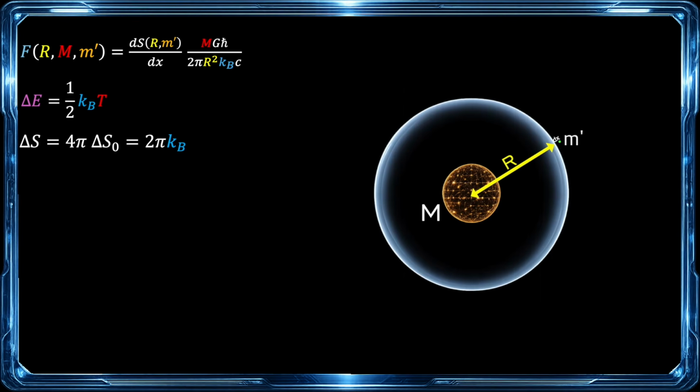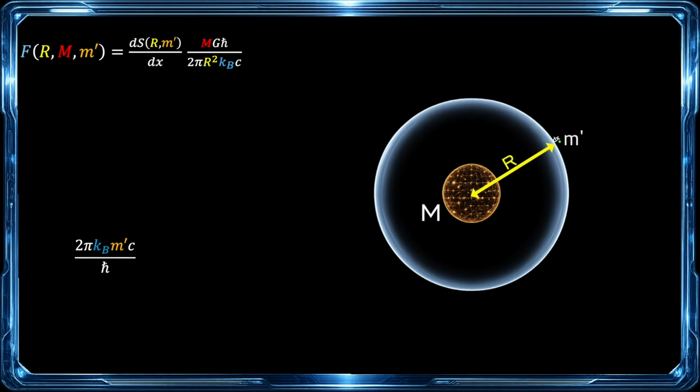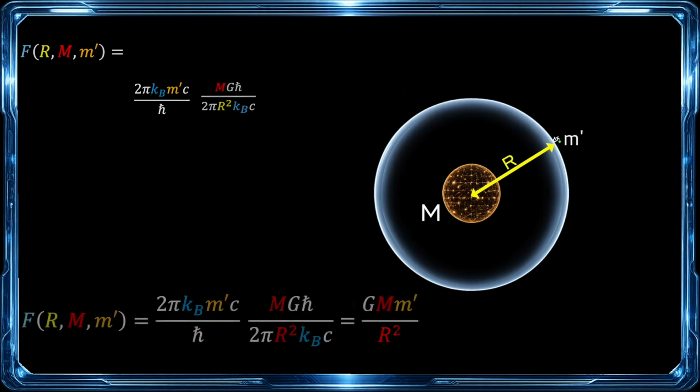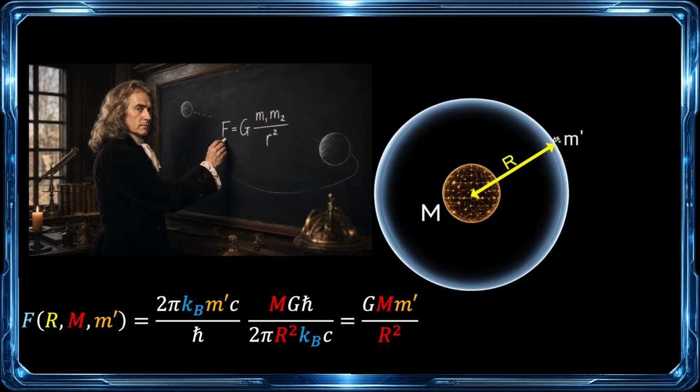Also, because there is an uncertainty in a measurement of position equal to what is called the Compton wavelength, lambda_c, equals h bar over M' c, for all distances smaller than lambda_c, we get this equation, which yields the gradient dS over dx equals 2 pi k_B M' c over h bar. All we have to do now to calculate the entropic force F is to multiply our two ingredients to get this final equation, which represents the well-known force of gravitation as described by Newton more than 300 years ago.